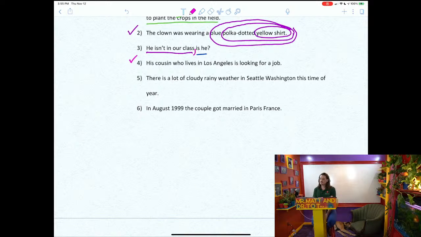Number 5, there's a lot of cloudy, rainy weather in Seattle, Washington this time of year. So these two adjectives, cloudy and rainy, are both equally modifying weather. So we could say there's a lot of rainy, cloudy weather in Seattle, Washington. That still makes sense. So because we can switch them around, we do use a comma, and then we have a city-state combination occurring mid-sentence, so we need a comma around the state Washington.